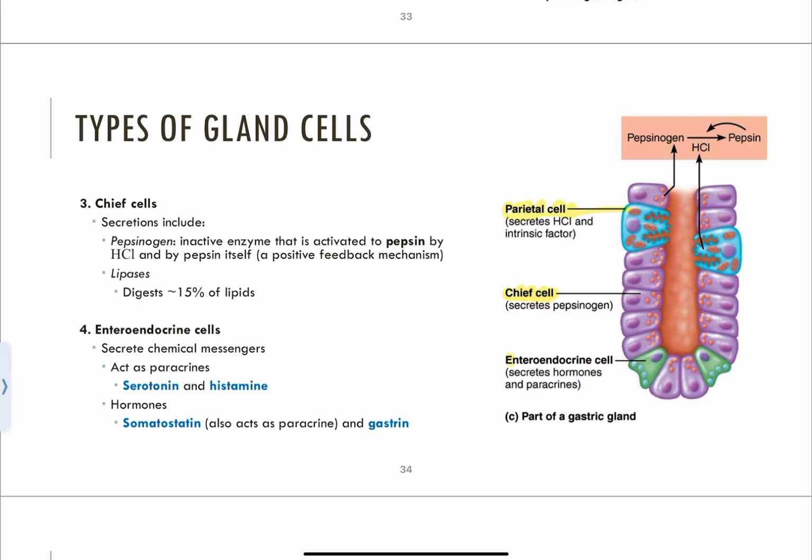The fourth type of cell we can find is our enteroendocrine cell. Those are our green cells in this picture.